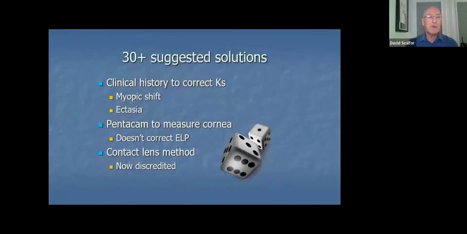Over the years, there have been over 30 suggested solutions. There were clinical history methods, which use the patient's refractive error, but of course you have myopic shift in a lot of cataract patients, ectasia as mentioned. You could use the Pentacam to measure the cornea. That was tried, but it didn't correct the problem with the anterior chamber depth and the effective lens position. There was also the contact lens method, which some people had success with, but is now discredited. But certainly in those early days, there was an awful lot of guesswork involved.